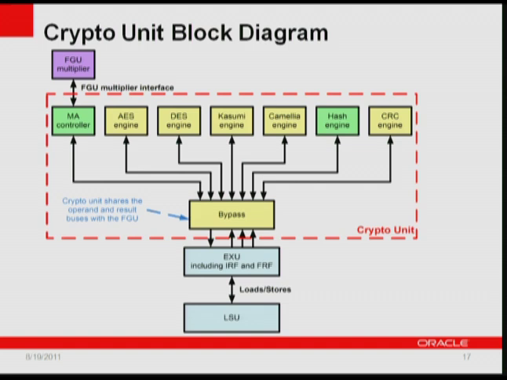This is a block diagram of the cryptographic unit. You can see the MA controller that I discussed interfaces directly to the FGU multiplier. You can see that we have a full bypass between our 3-cycle latency engines. You can also see that that bypass provides a single result bus and 3 operand buses to our architected register files, our IRF and FRF within the execution unit.